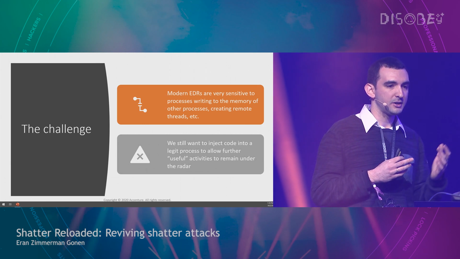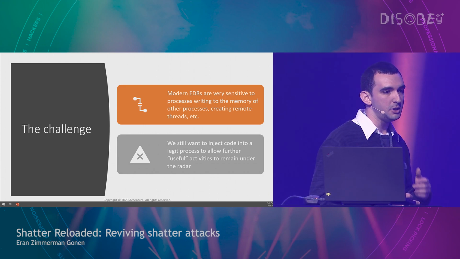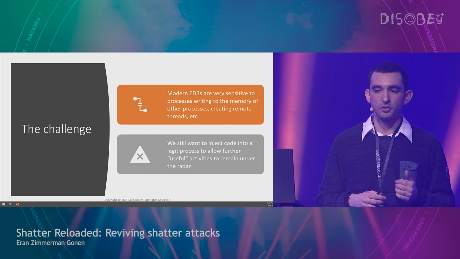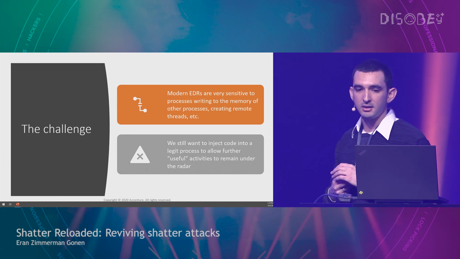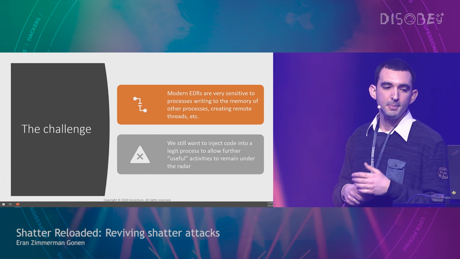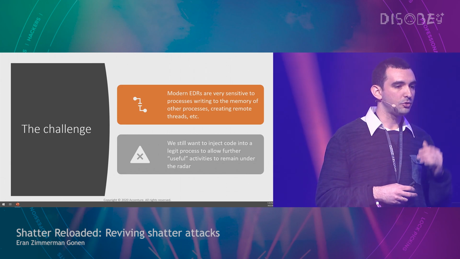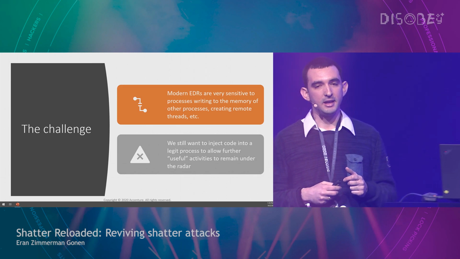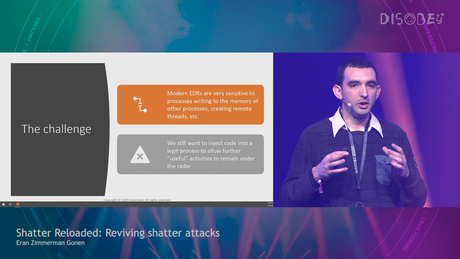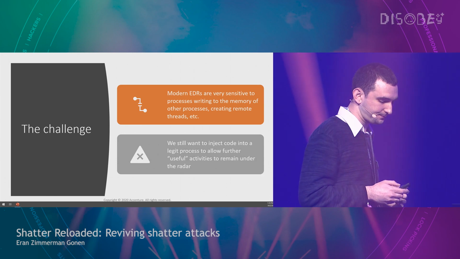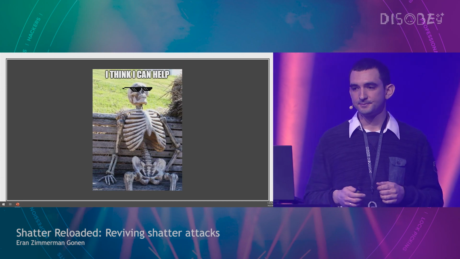If, for example, you try the classic method of code injection, using OpenProcess to open the remote process for writing, then VirtualAllocEx to allocate some writable, executable memory inside it, WriteProcessMemory to write your shellcode into that process, and CreateRemoteThread to run the shellcode that you injected, any self-respecting EDR today would block you from doing that. So, Shatter attack to the rescue.